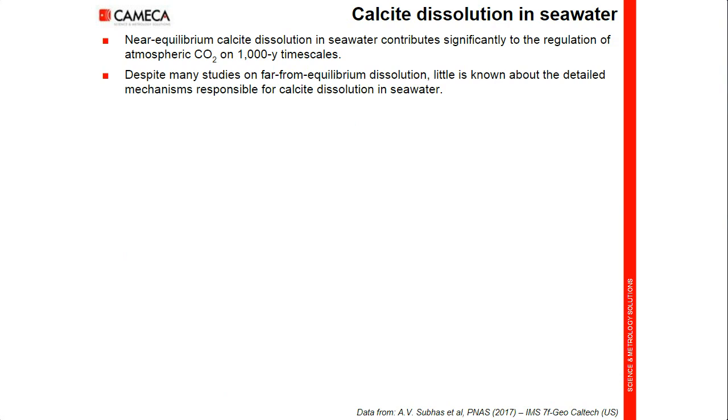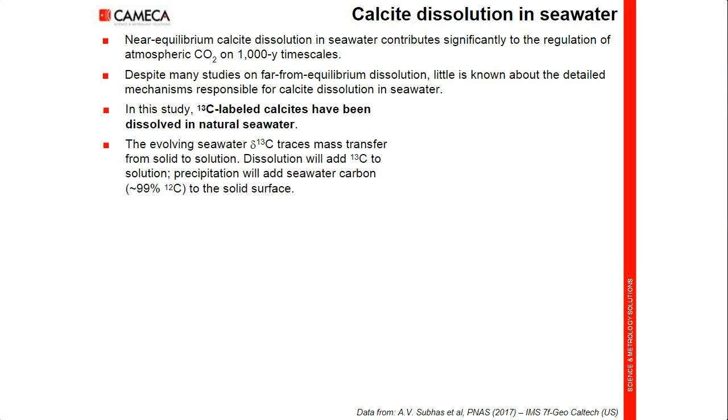An example now of a measurement of carbon isotopes in calcite. Near equilibrium calcite dissolution in seawater contributes significantly to the regulation of atmospheric CO2 on 1,000-year timescales. Despite many studies on far from equilibrium dissolution, little is known about the detailed mechanisms responsible for calcite dissolution in seawater.